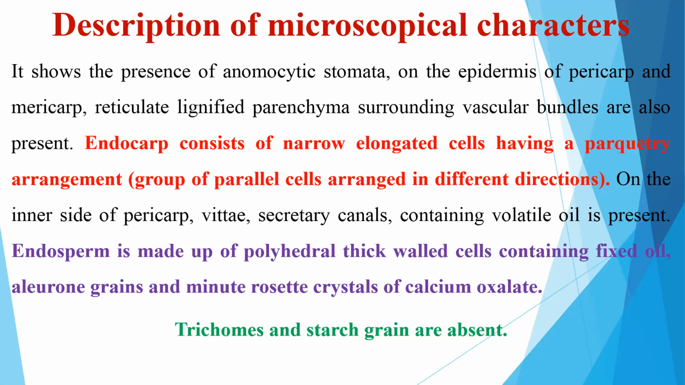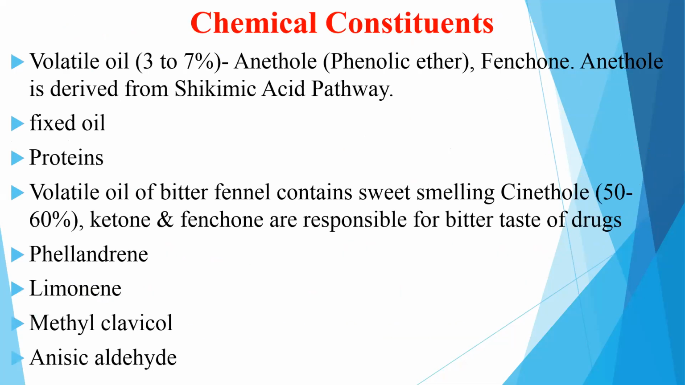So these are all about the description part of various microscopical character of fennel fruit. Next, the active chemical constituent present in fennel. Volatile oil is present 3 to 7%. Out of the volatile oil, anethol, which is a phenolic ether, is present.